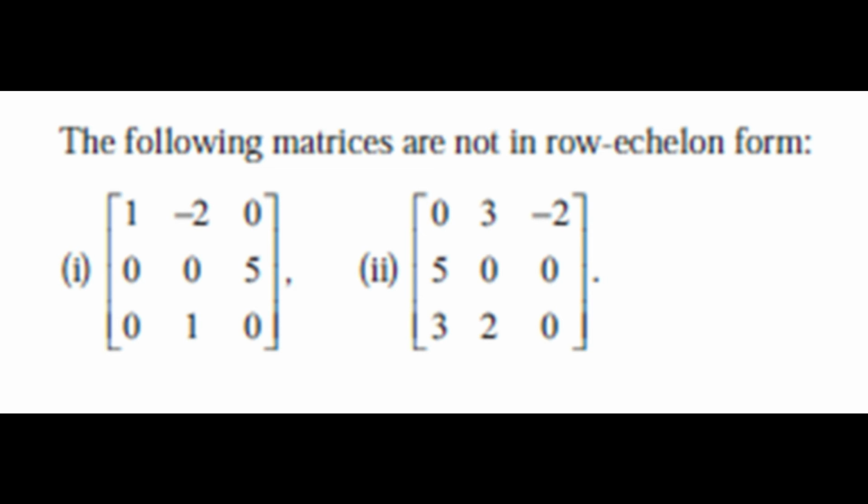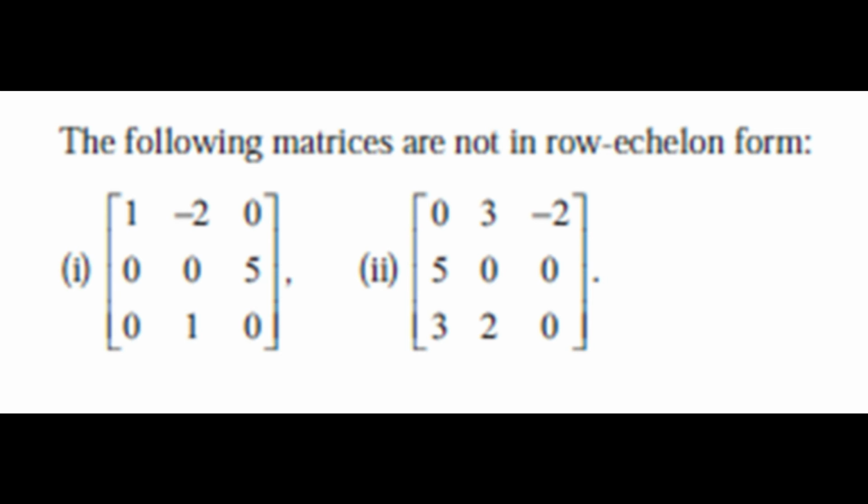Consider the matrix in the first one. In this matrix, the first non-zero entry in the third row occurs in the second column and it is on the left of the first non-zero entry in the second row, which occurs in the third column. So the matrix is not in row echelon form.